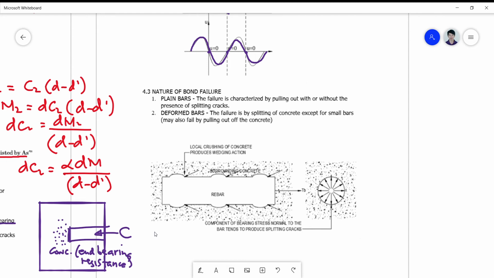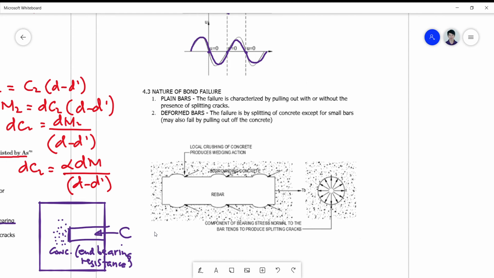Okay, class. Let's have some understanding on how bond fails. Let's discuss the nature of bond failure and understand how it is. How can you imagine the failure in terms of bond, considering two possibilities on failure, which we are going to discuss here.